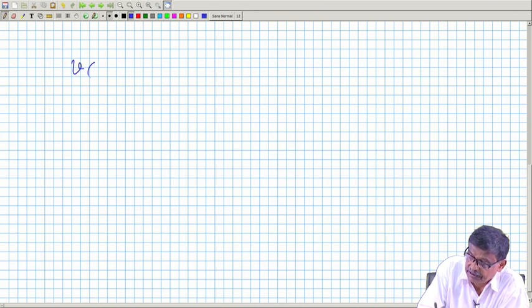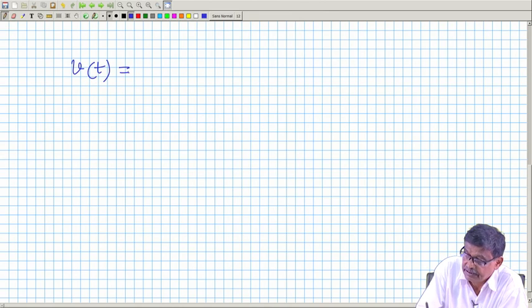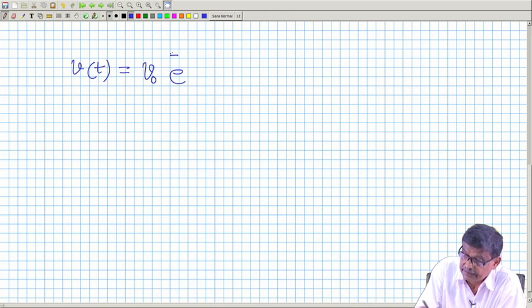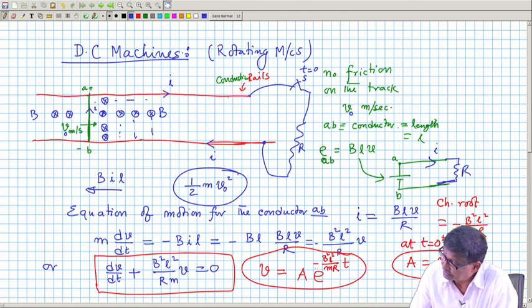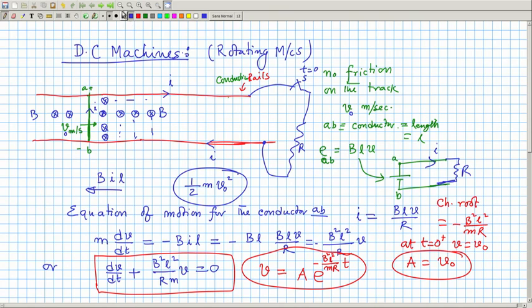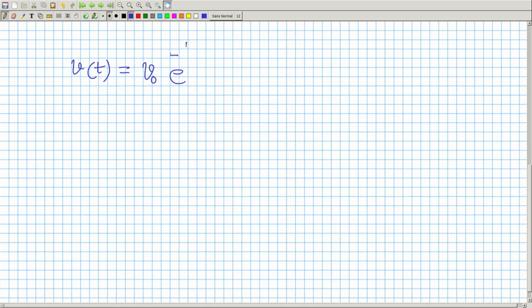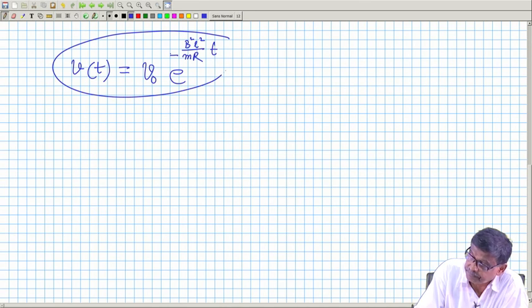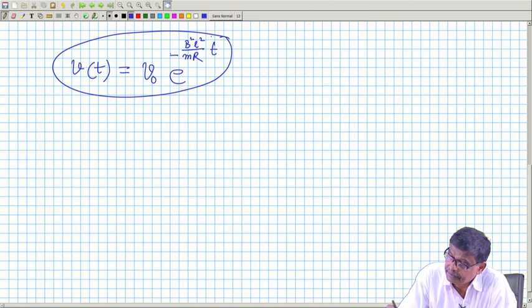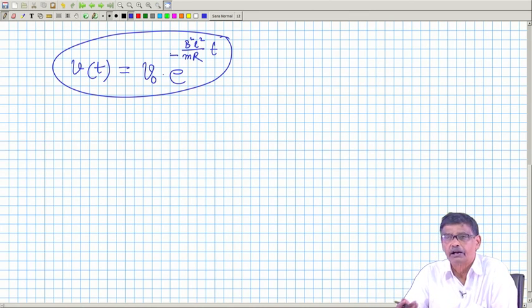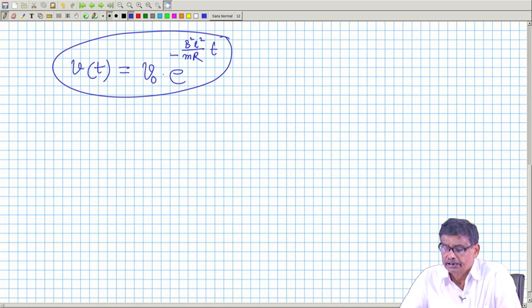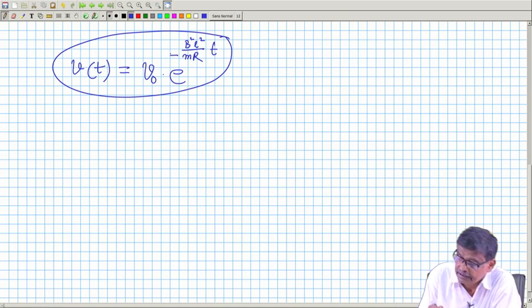Therefore, finally, the velocity of the conductor at any time t is V 0 into e to the power minus B square L square by m R into t. This is the thing, and velocity will exponentially decay down to 0, as we were reasoning physically. So that is the expression.